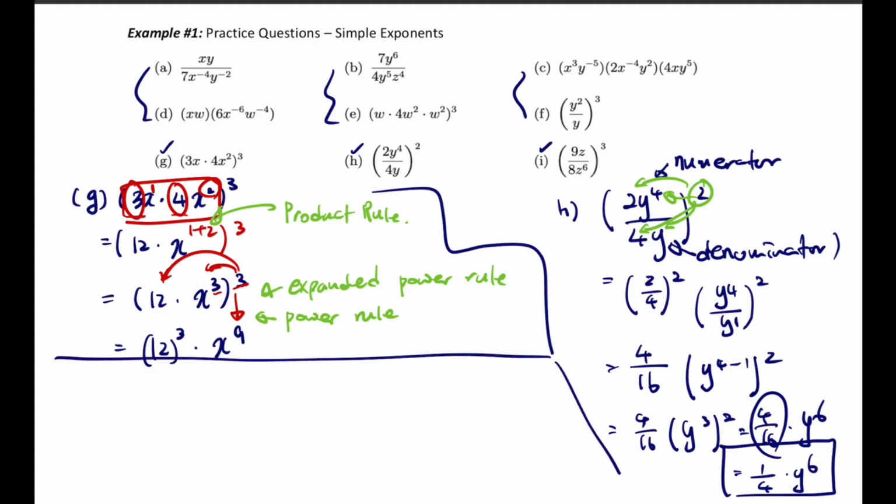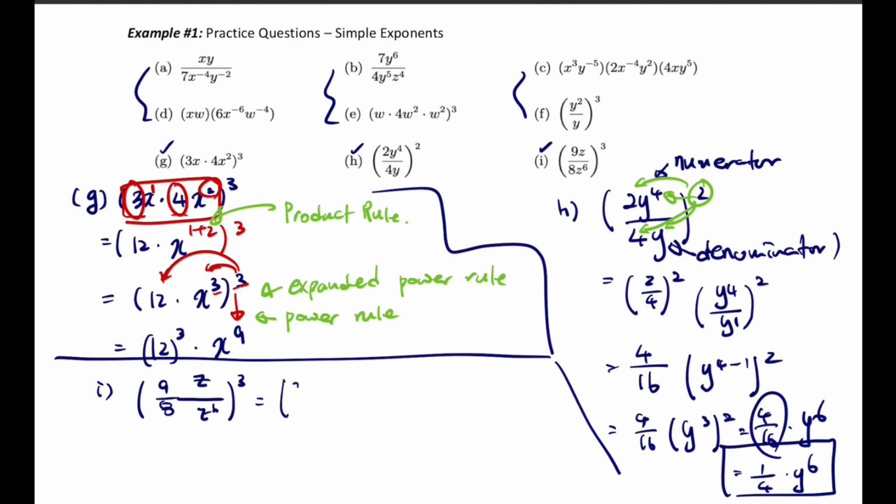Then let's try question I. You guys must be feeling that I have a lot of steps, right? If you know how to do these questions, you can just skip some of the steps for sure. But I'm just showing these steps for the first timers, okay?